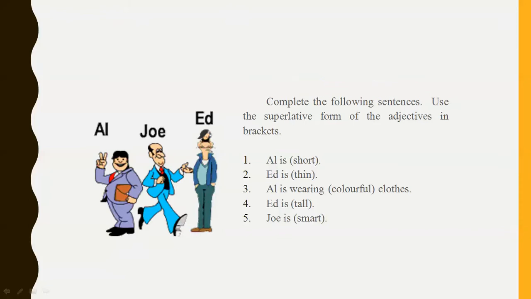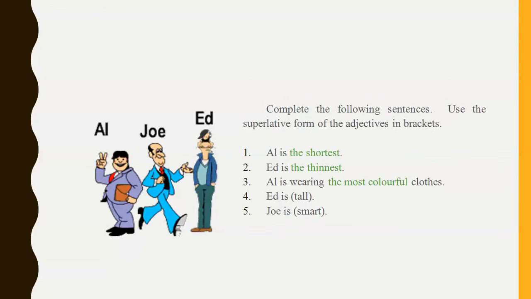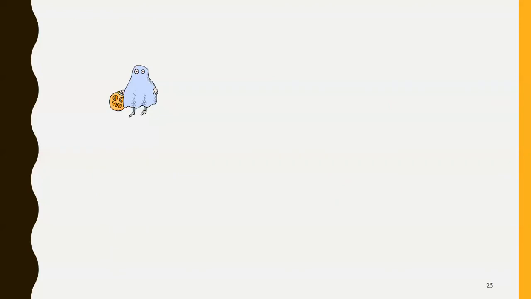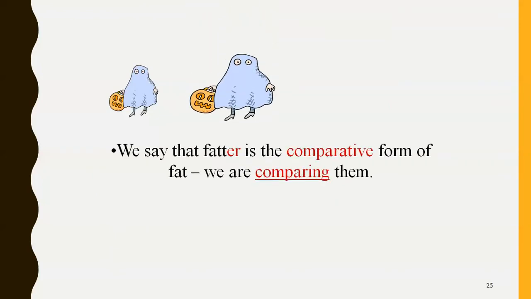And here we have a practice. Ali is short. Of course, Ali is the shortest. Look at the picture here. It is thin. Of course, it is the thinnest. Ali is wearing colorful clothes. Of course, most colorful because it is long. It is tall. It is the tallest. And you're smart, the smartest.